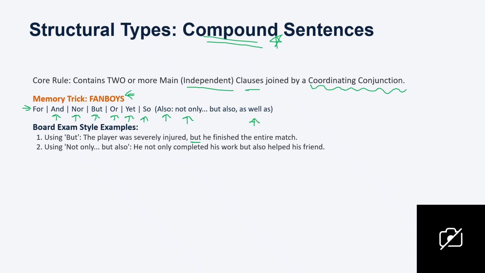Now let us take one more example wherein we have not only but also. He not only completed the work but also helped his friend. See, he not only completed his work, that can be one part, but the "not only" and "but also" is there in the sentence, which makes us understand that again this is a compound sentence. I hope everyone is clear with the compound sentence.